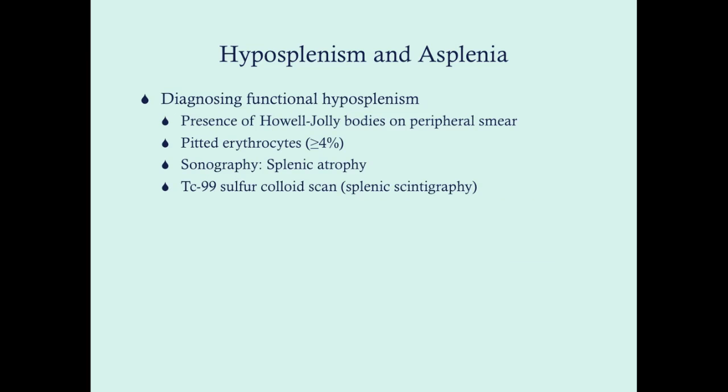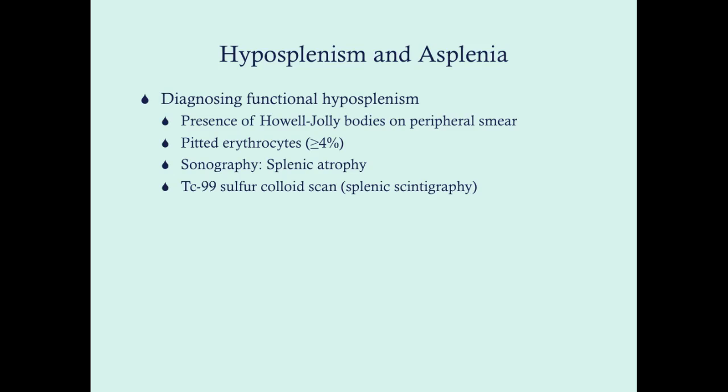How do we diagnose functional hyposplenism or functional asplenia? First of all, if you get a CBC and smear, you're going to note a couple things. So Howell-Jolly bodies. That's just a nucleus in the red blood cell that is normally there. However, the spleen is responsible for taking it out. And so if you have a lack of splenic function or you have no spleen, those little nuclei are going to remain there, and those are called Howell-Jolly bodies.